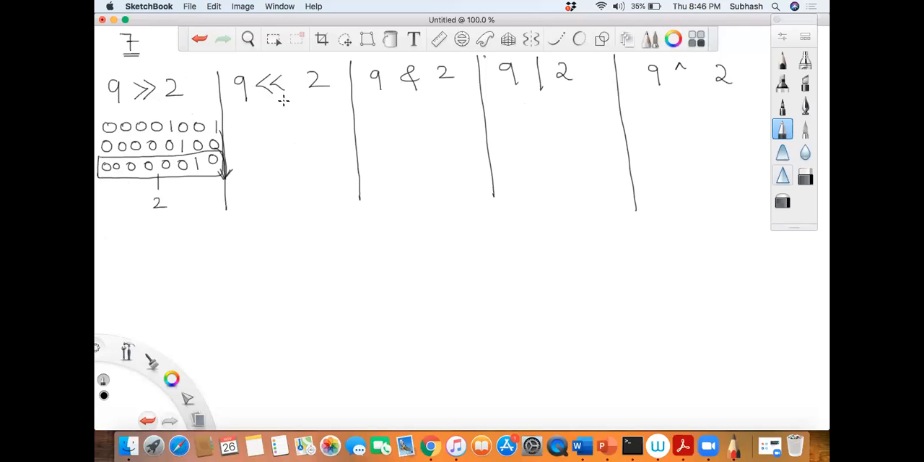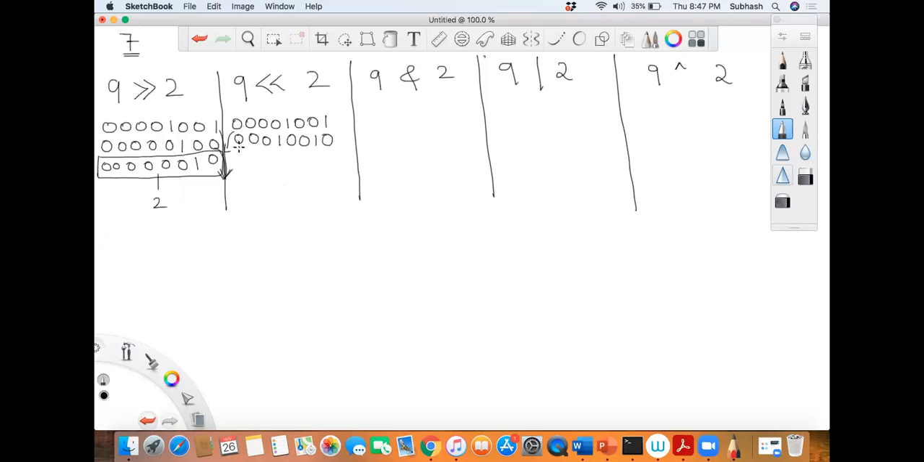Okay. So 9 left shift of 2, right? Okay, so 0 0 0 0 1 0 0 1. This is 9, right? Now I have to left shift this 9 by how many times? 2 times I have to left shift, correct? So what will happen? This 0 will fall off this side. So the bits will move one place to the left, and whatever is pending would be padded with a 0.